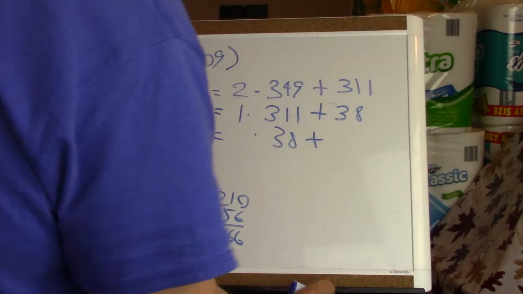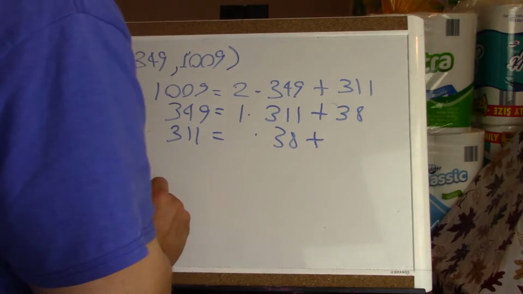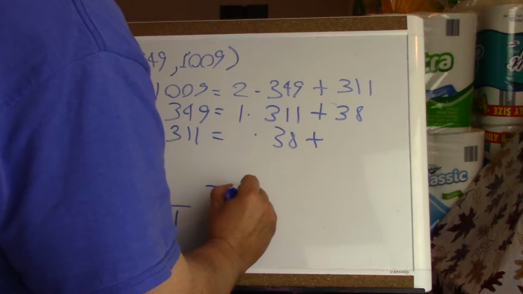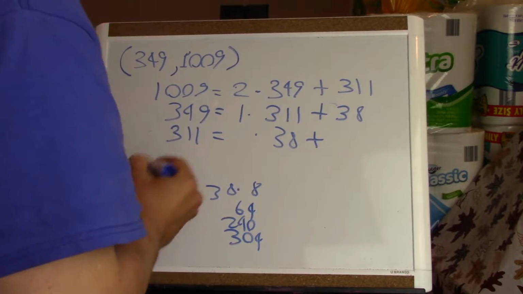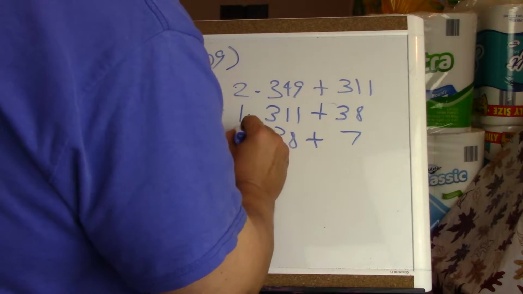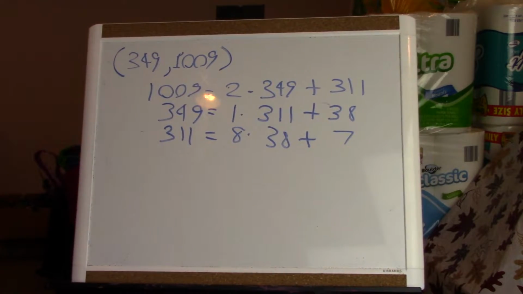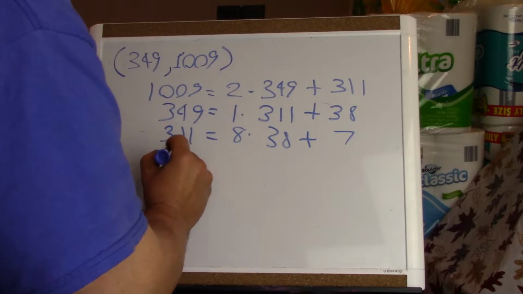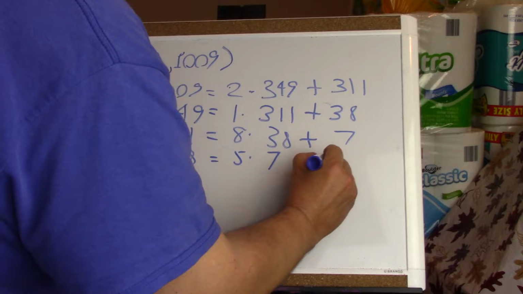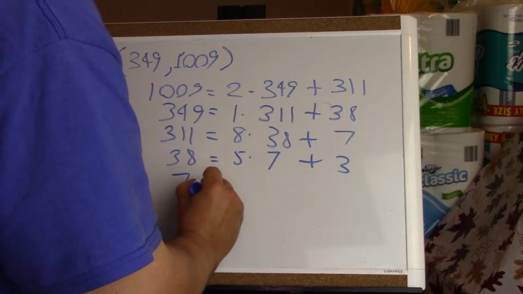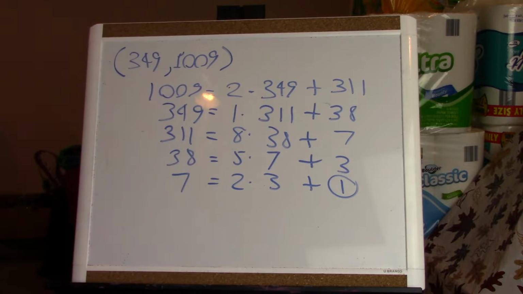Huh, okay, never mind, because then I can go with 8. 38 times 8 is 304. Okay, that's fine. And then 38 is equal to 5 times 7 plus 3. And 7 is equal to 2 times 3 plus 1. Okay, so that's our final equation.